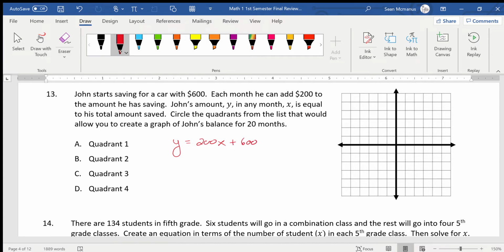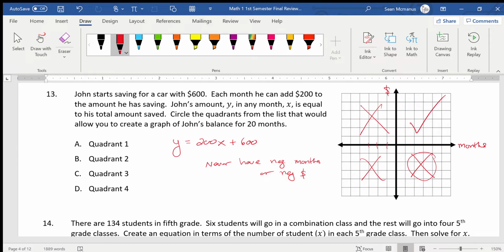But if I think about, right, X is the months and Y is the amount of money that he has. He's never going to have negative months or negative dollars, right? So he's never going to be over here where the months are negative, right? This would be like -1 month, -2 months, right? He's never going to have those. And he's never going to be down here with negative dollars, right? Over here, this quadrant is positive months, but negative dollars. He's never going to have that. So he's only going to be up here, right?